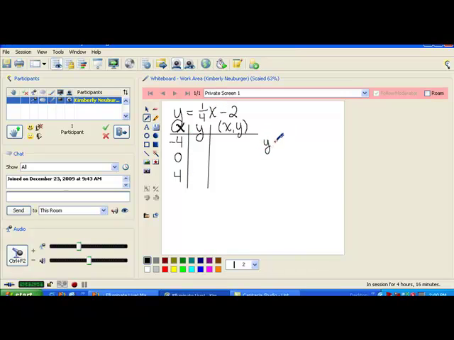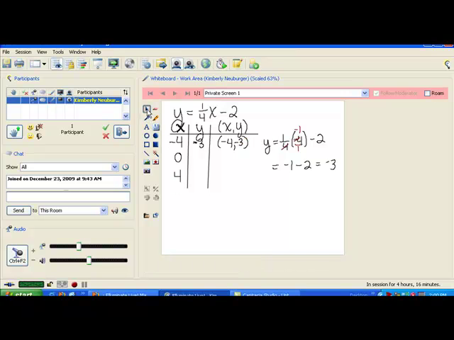So for the first one, I'm going to plug in negative 4. And the first thing I do is notice this is over 1, so I cross cancel. 4 goes into negative 4, negative 1 time. 1 times negative 1 is negative 1. When I subtract 2, I get negative 3. So this y value is negative 3, and that corresponds to the point negative 4, negative 3.